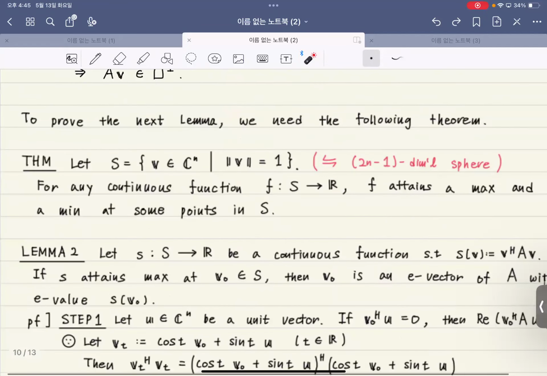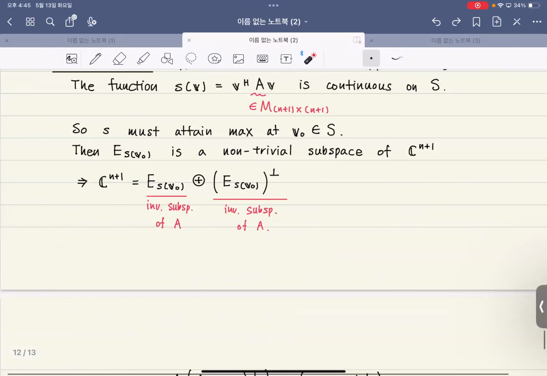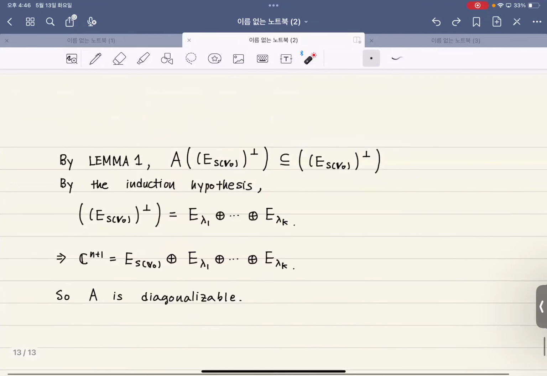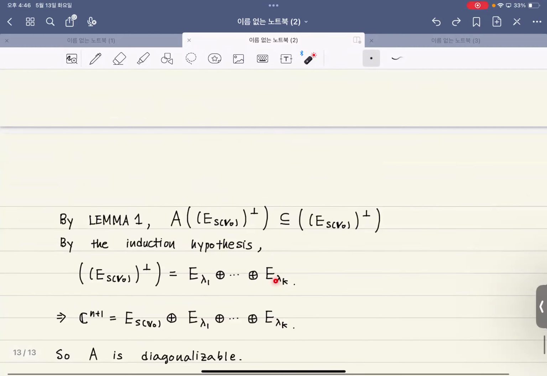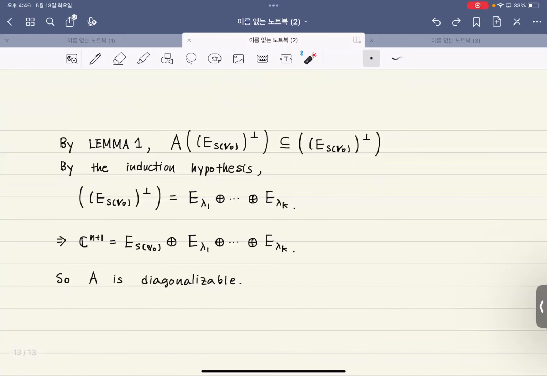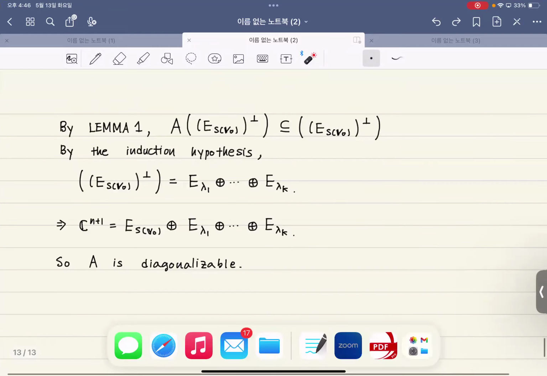Therefore, we apply the induction hypothesis to this space. The ambient space has dimension n+1, but this space has dimension less than n+1, right? So we can apply the induction hypothesis. This space allows a direct sum decomposition, and therefore, replacing it in, this Cn has a direct sum decomposition. So A is diagonalizable. Okay. All right. So this is the end of the story.